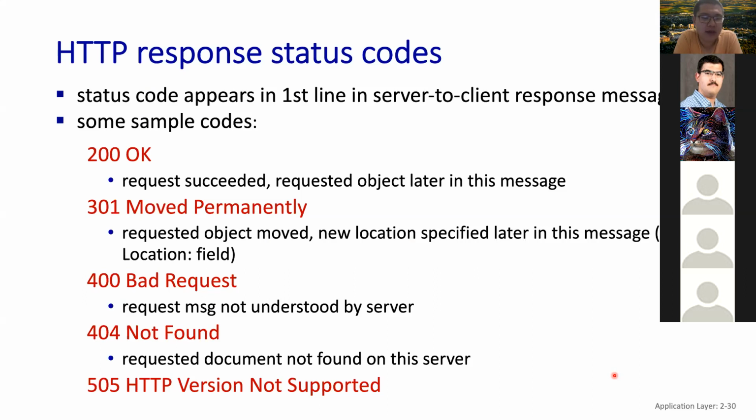If the request has been well received and has succeeded, the response will include status code 200 OK. That means the request succeeded and the requested object is later in the message. And 301 means the web page has been moved permanently, but it will give you a new location specified later in this message, so you can use the moved URL to access the new location.